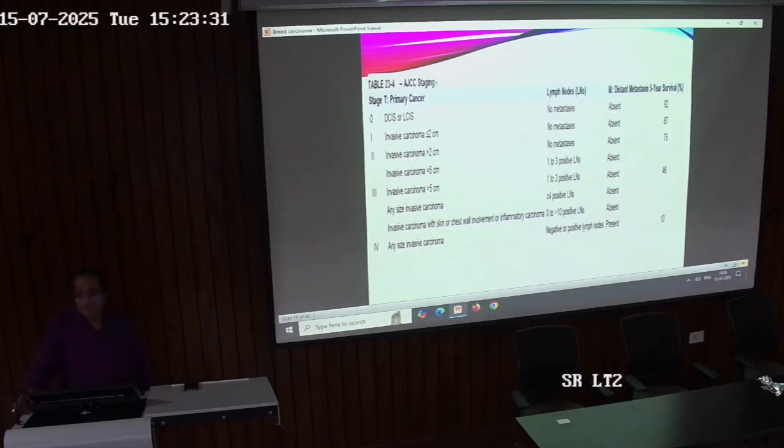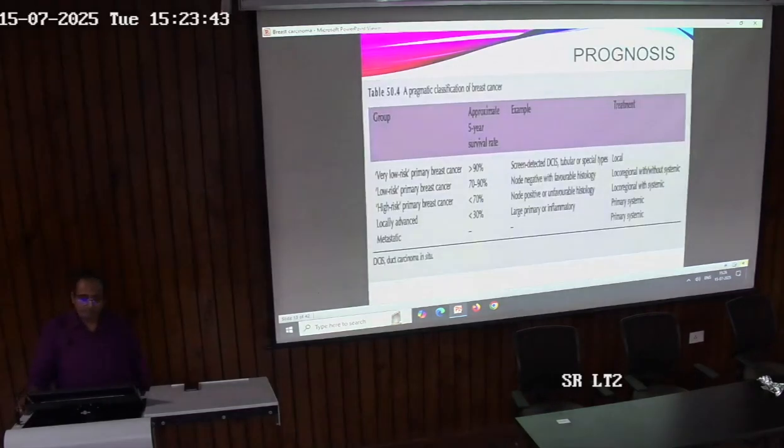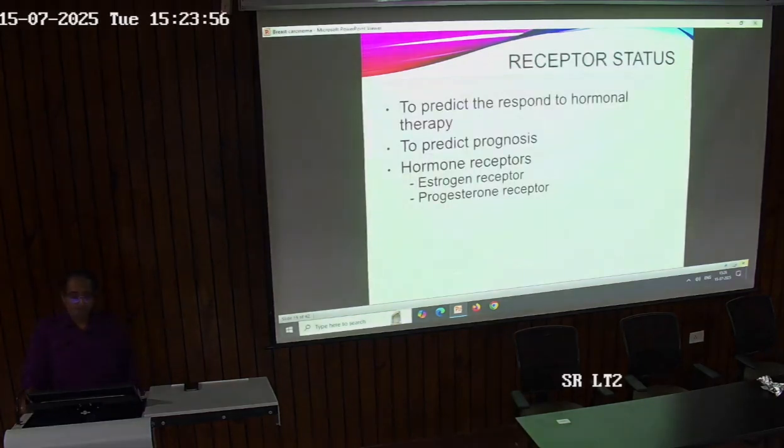Whereas if there is any sort of invasive carcinoma in which the skin and that part have been involved, since it has lymphatic spread and blood spread both happening, the prognostic factor will be less. This is also a prognostic factor calculator. Very low risk breast carcinoma, screening detected, TIS, tubular or specific type, and treatment is local excision. Breast conservative surgeries can also be performed.